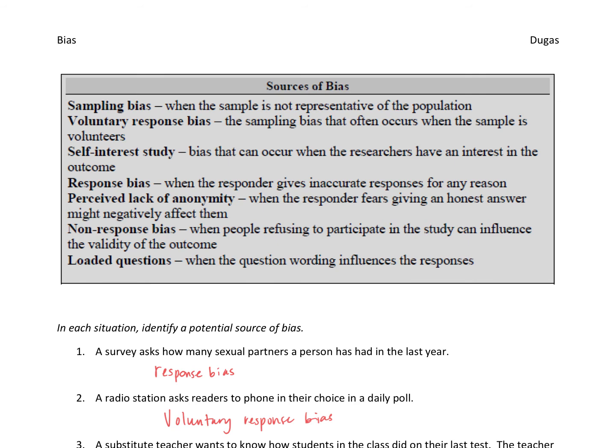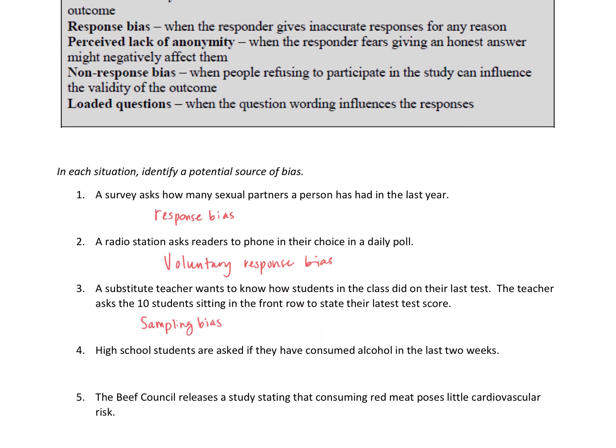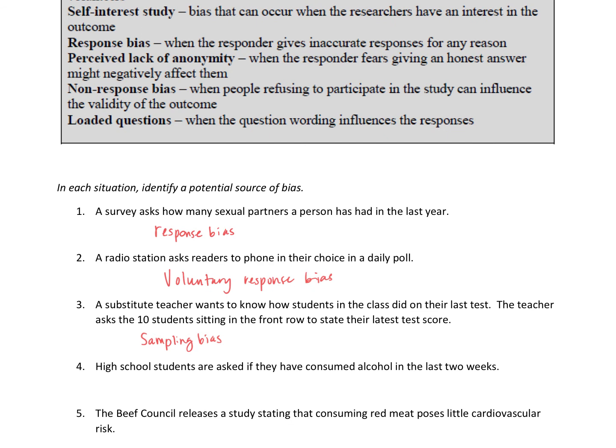It could be that the students choose where they sit. Oftentimes the students who care more about the course are going to sit in the front. They get the most attention, they have good access and view of the board. So it could be a sampling bias because maybe the students get to pick where they sit. If they don't, you could also have a perceived lack of anonymity, because if they're having to say that out loud, it's obviously not going to be anonymous. So that could be it as well.